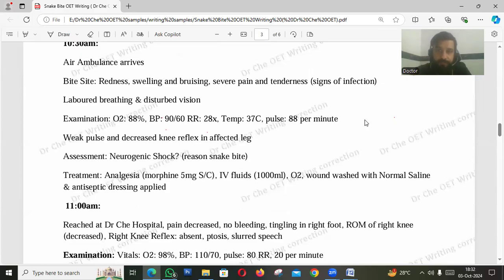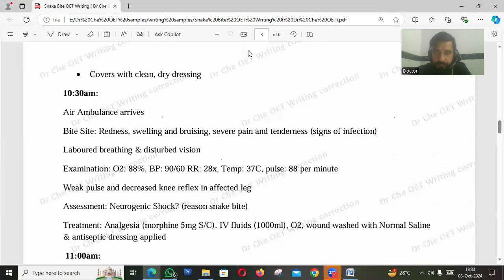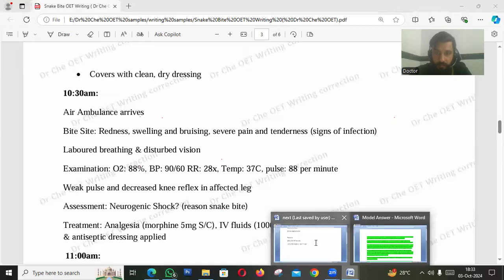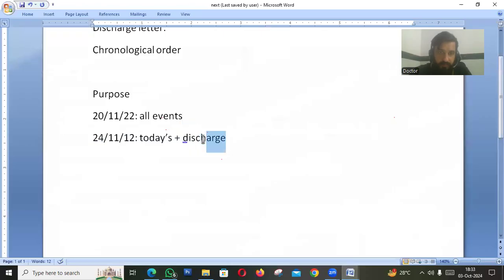Anyone else? Sir, purpose, initial visit and the recent condition of the patient and the discharge plan and conclusion. So you are saying purpose, initial visit, then today's visit or discharge, and then conclusion, four paragraphs.